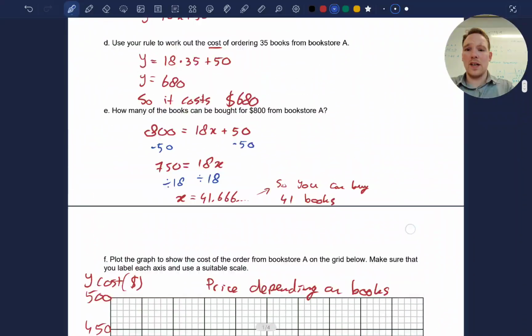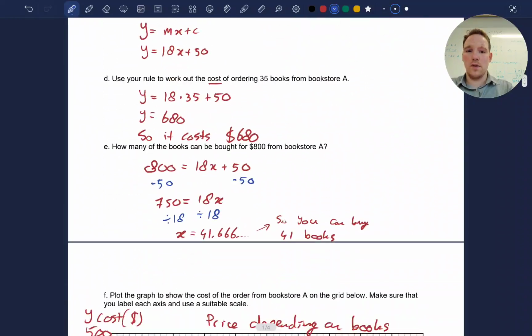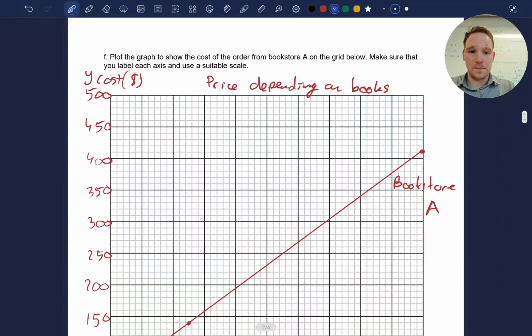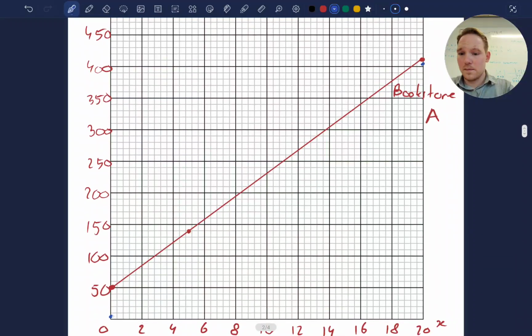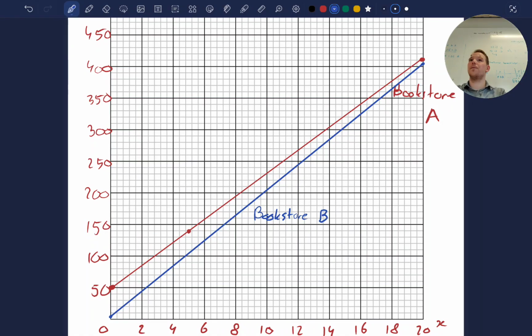And our previous one ended with 20, 410. So just slightly below there, as you can see. So let's connect these up. There we go. And this is roughly the line. Let's not forget to label it. Bookstore B.